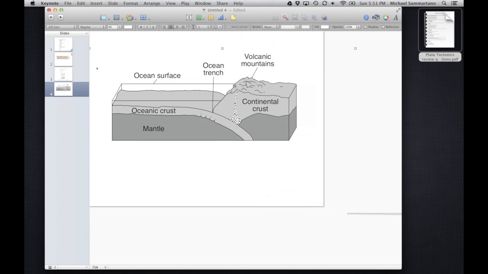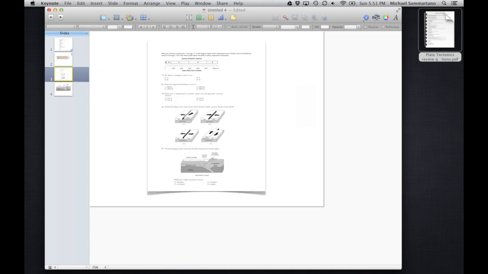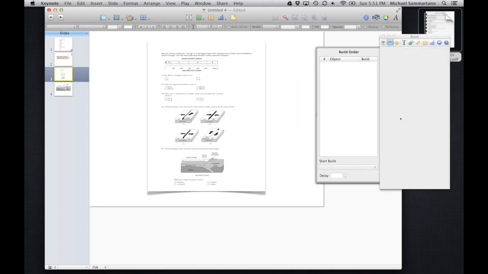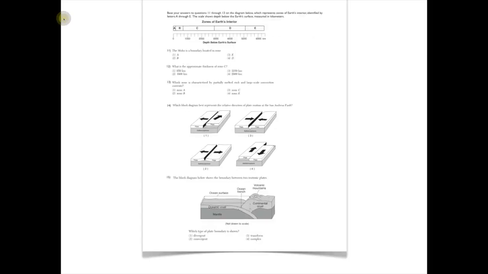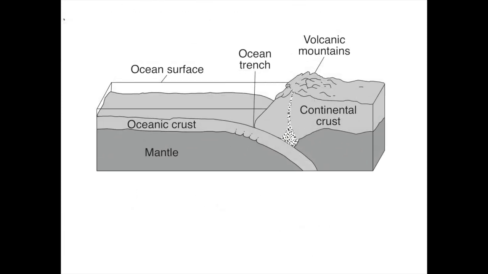I'm just going to move them over. All right, and there we go. And I'm going to come back here and do a magic move, just like I did in the first slide. And let's see what this looks like. So now I have my second page of my handout, my magic move, and there's my beautiful diagram.